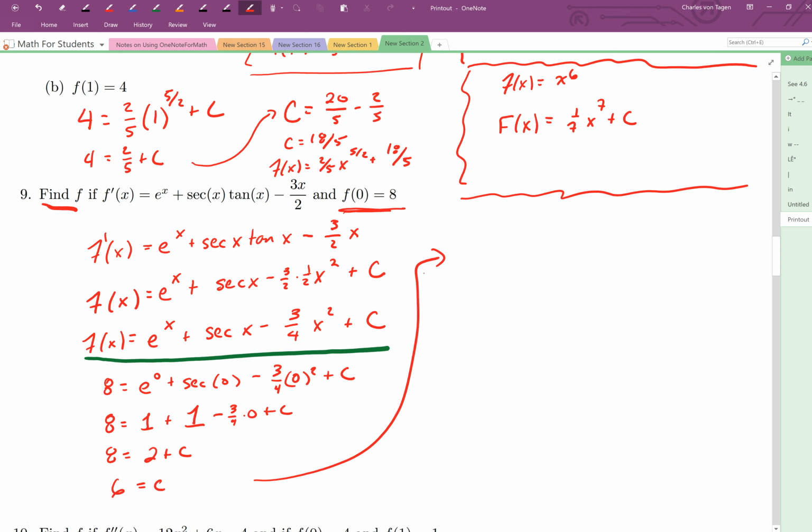So at long last, we find that the function we were after is this function right here. F of x equals e to the x plus the secant of x minus 3/4 x squared plus what? Well, not just plus the arbitrary constant, but specifically we need the constant to be 6 in order for us to pass through this point right here.